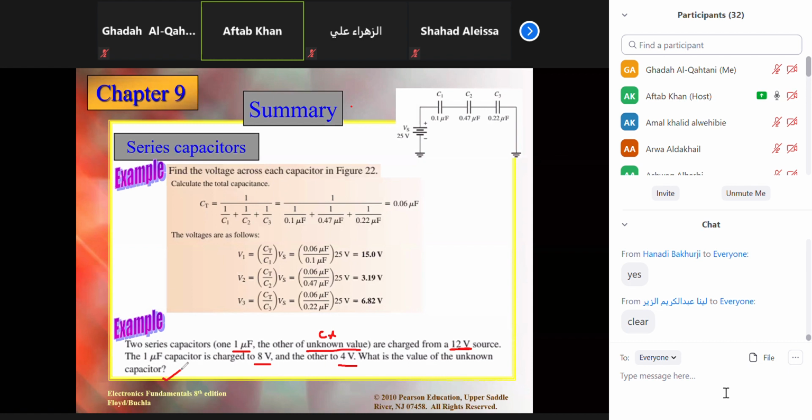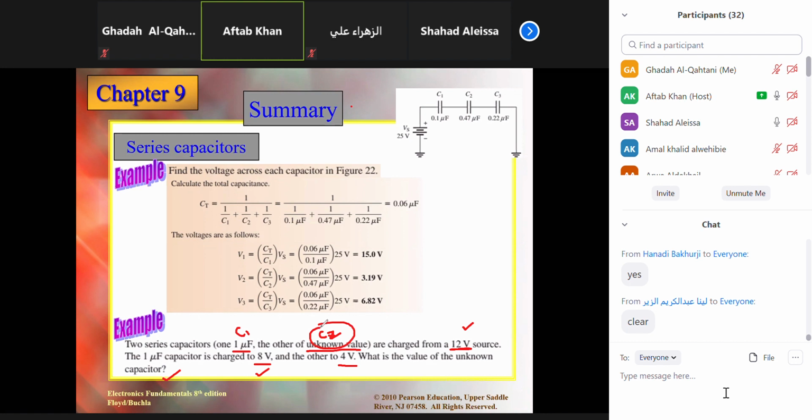How can we find it now? What you have is one capacitance given, and another is unknown. Vs is given to you, and V1 is given to you. V2 is also given, so we can say this is V2, C2, and this is C1, for example. They are asking you what is the value of C2. So how can you find it?